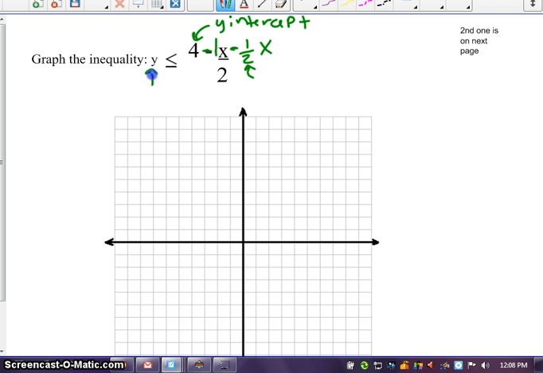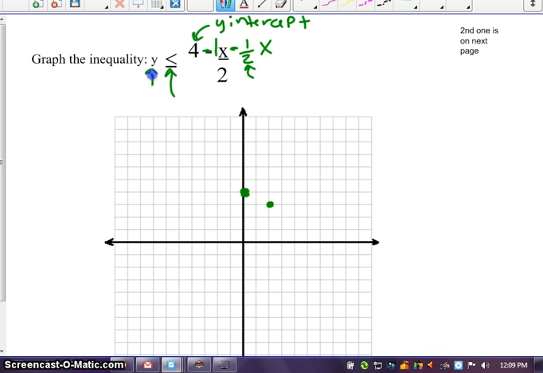So we first start with our y-intercept when we graph slope-intercept equations. So our y-intercept was 4, we go up to 4, and put a dot. Then we do our slope, which is negative 1/2. So we're going to go down 1 and over 2, always to the right. So there's our line.